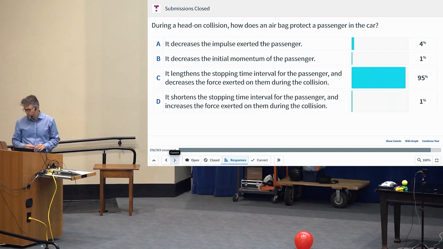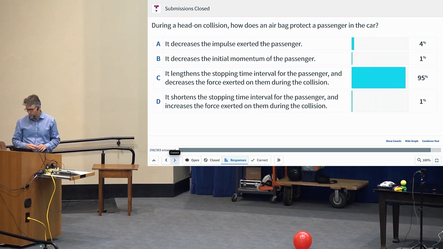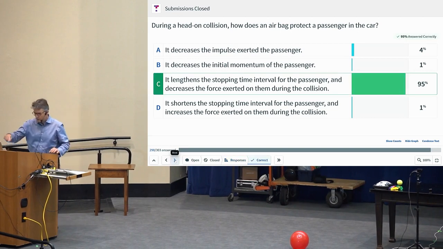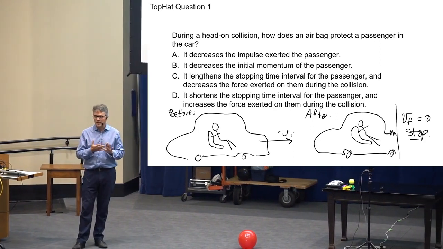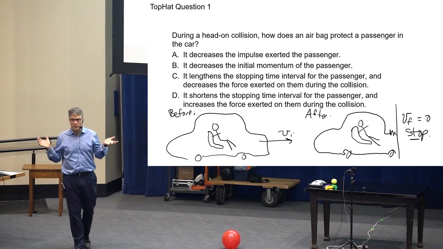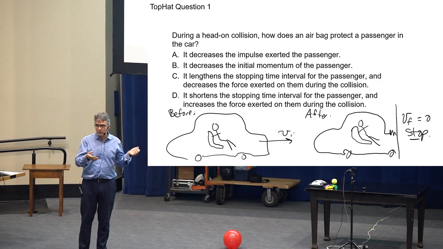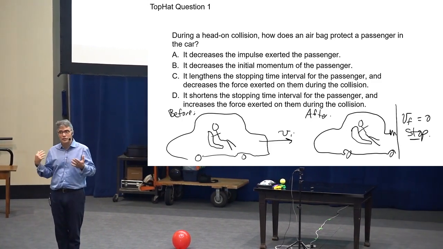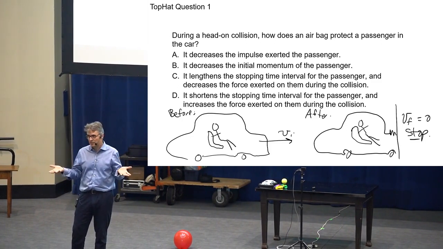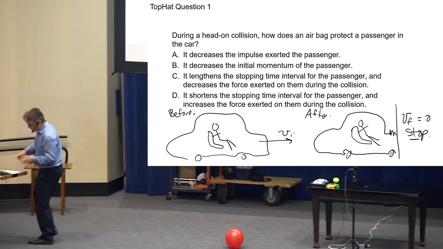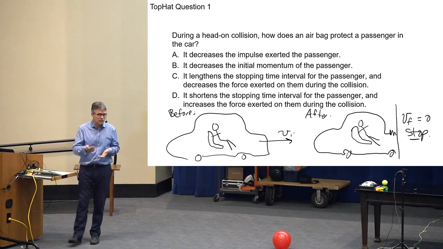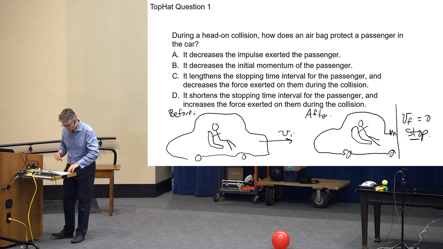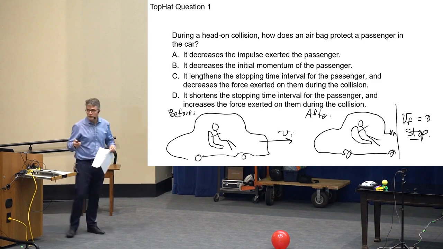Okay, so 95% of you who responded on time responded it lengthens the stopping time interval for the passenger, and so decreases the force exerted during the collision. The idea being there is that the impulse, the delta p here, is actually what's fixed, because you have some initial speed, whatever speed your car happens to be. It doesn't depend on the airbag, right? And then the car crashes, so it stops. So V initial and V final, neither of those depend on the airbag. If you have an airbag or not, you're going to stop. But then for the passenger inside, the question is, over what time interval do you go from V initial to V final? And if you lengthen that time interval, you can decrease the force required to do that with the same impulse. Okay. Excellent. You guys are on top of this.